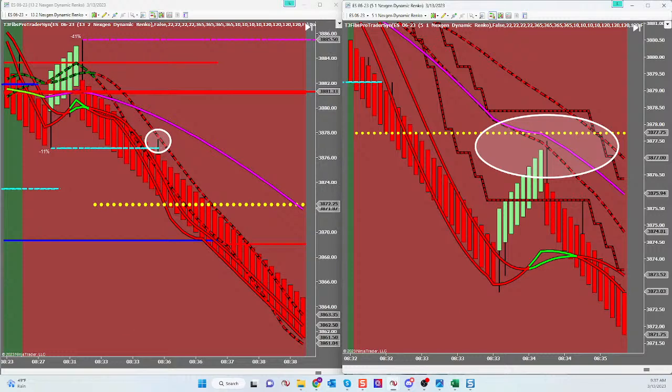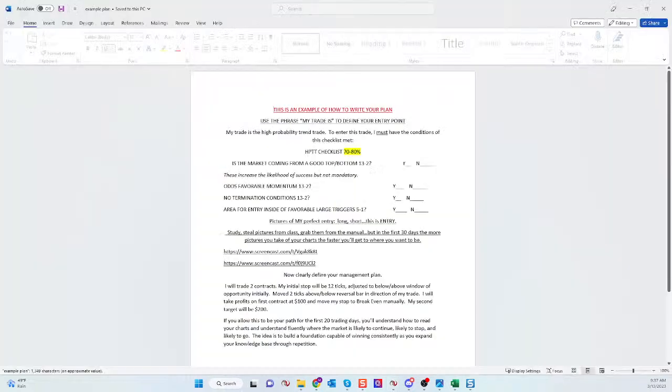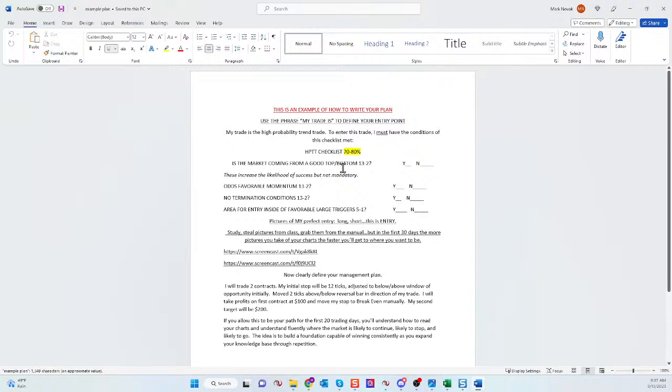So your focus, that's a word, is to define that perfect entry. Focus on that entry. Get that entry dialed in so solid that management becomes easy. Use the phrase, my trade is. My trade is the high probability trend trade. Why? Because this is a trade that when I execute the rules typically wins 70 to 80% of the time.